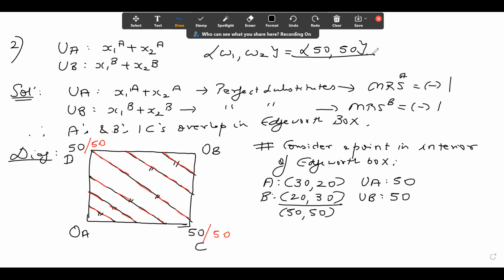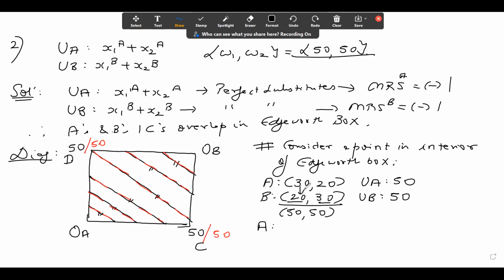Okay. So now if you try to make B better off, B becomes better off either by getting 1 unit here or by getting 1 unit here. Now, if A gives any of the unit to B, then A will become worse. So we can clearly see that.